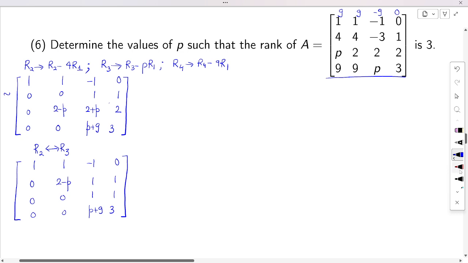Now as in the previous problems, I want to make this entry 1. To make this entry 1, I need to divide the row 2 by 2 minus p, but I don't know if 2 minus p is non-zero or 0. If 2 minus p is 0, then I cannot divide the row 2 by 2 minus p. So from here, I'll make two different cases. One where 2 minus p is 0, and a second case where 2 minus p is not 0. So case 1.